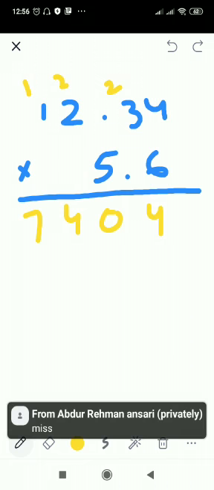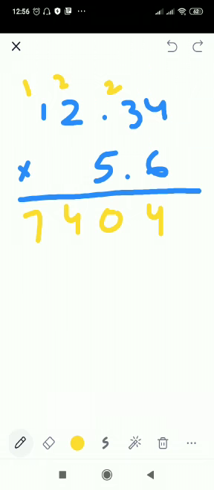Then we are going to multiply with the next number, and next number we are going to multiply with 5 here, right? With this 5 here. So when we are going to multiply with this 5, we are going to leave a space, or we can place a 0 here because this is 5 the unit, so we're going to place a 0 here.